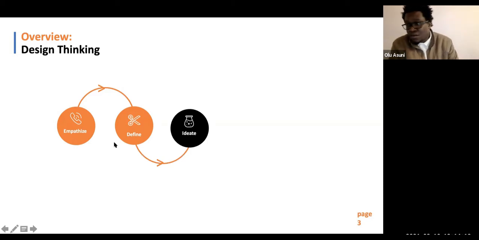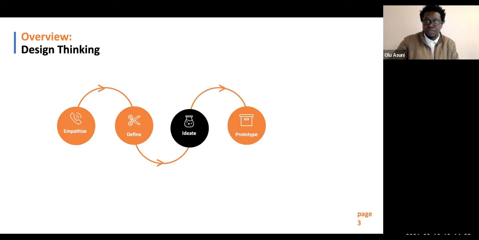In ideating, we come up with as many ideas as possible. The goal of ideation is not to come up with a single best idea, but to come up with as many ideas as possible. And we go back and forth between the definition and empathize stage or phase to understand which of our ideas would work. And we have a phase where we actually do this a lot, and that's the prototype phase, where we actually create prototypes of our response or our ideas to the problem or the opportunity at hand.